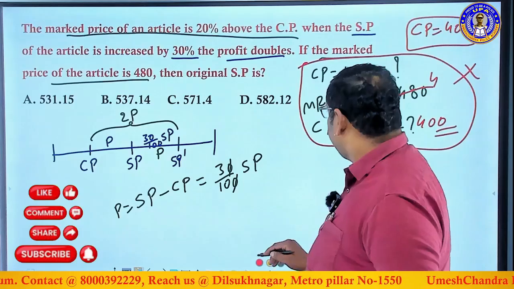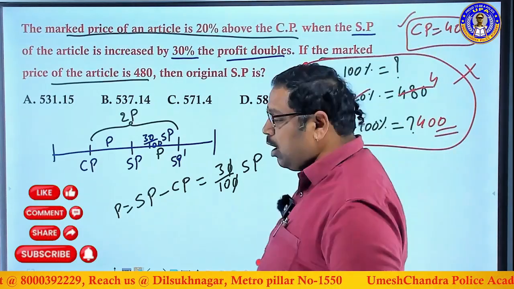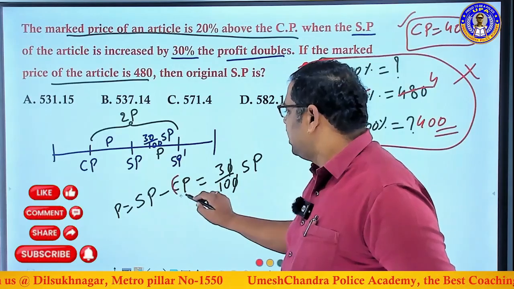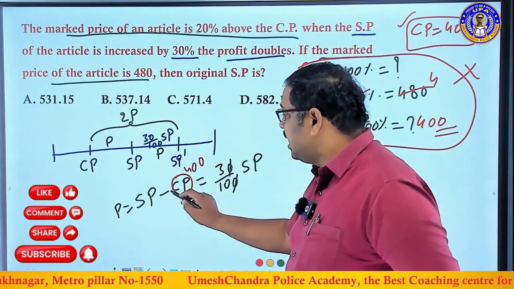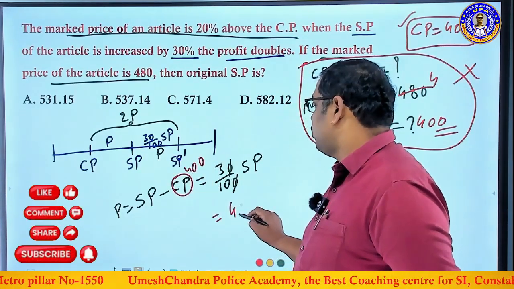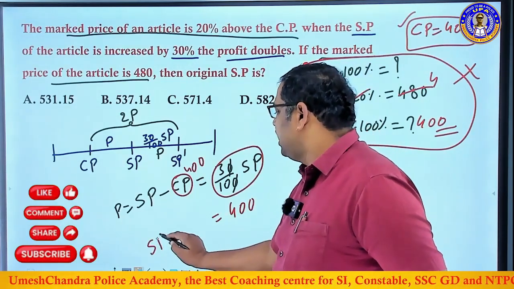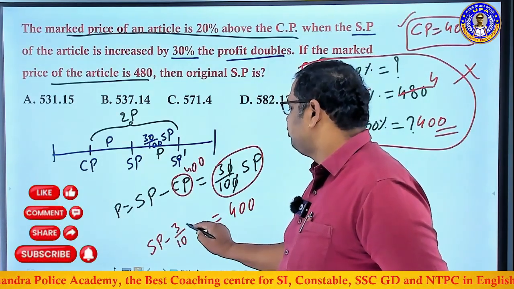And one more point you have to memorize. The CP is 400. I already know that. What's the value of CP? 400, right? Now, instead of CP, I'm writing 400. Since it is a negative sign, I'm moving it to this side, plus 400. And I'm moving this 3 by 10 SP to this side: SP minus 3 by 10 SP.